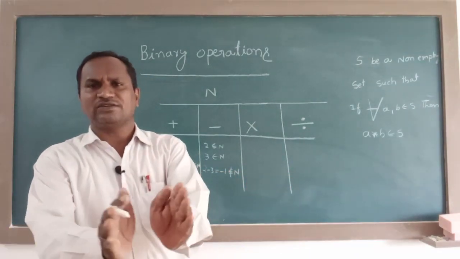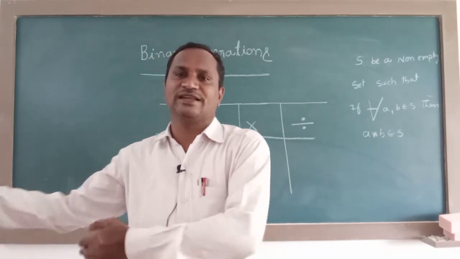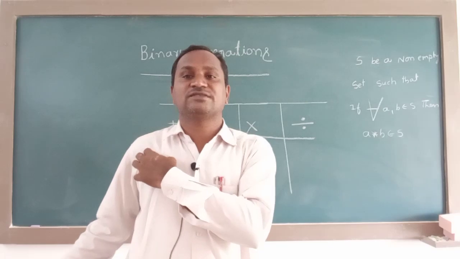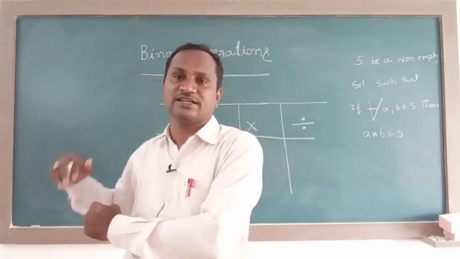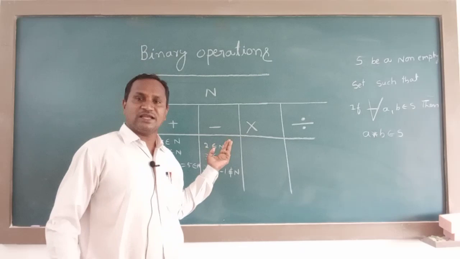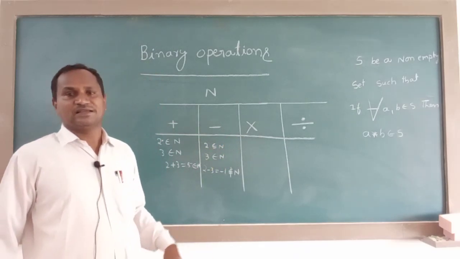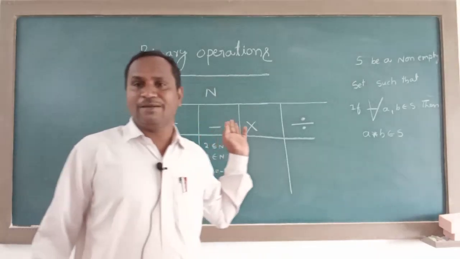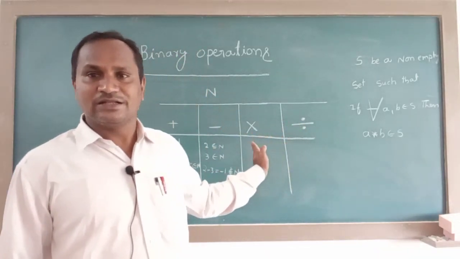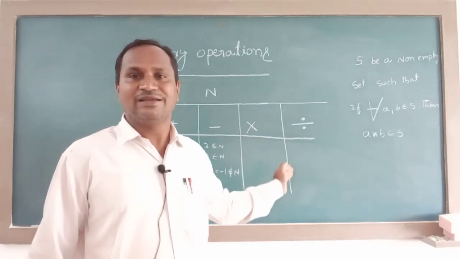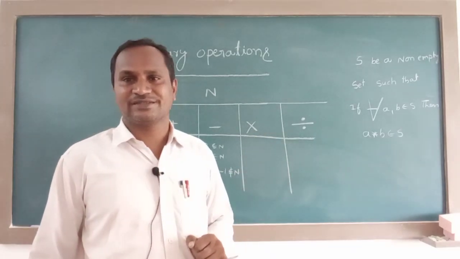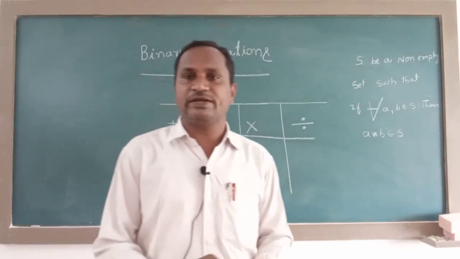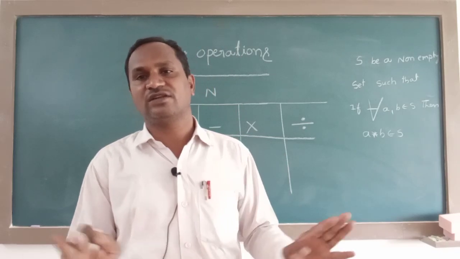The sum of those two natural numbers is again a natural number. That's what it means to be a binary operation: addition. That is, the set of natural numbers satisfies a binary operation with respect to addition. But in the case of subtraction, it is not satisfied. For that I have taken an example: 2 belongs to capital N and 3 belongs to capital N, then 2 minus 3 is equal to minus 1, which does not belong to capital N. That's what we can say: subtraction is not a binary operation on the set of all natural numbers.